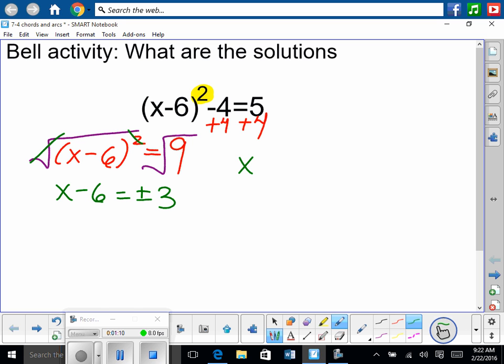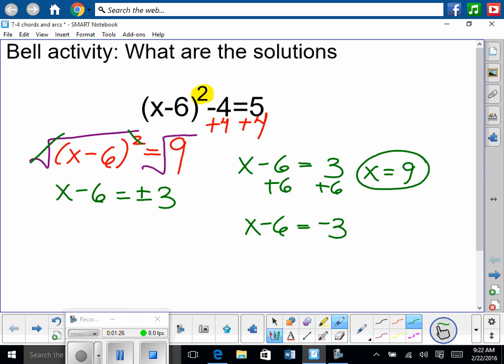So we have x minus 6 is equal to 3. And we have x minus 6 is equal to negative 3. Does everybody understand how I just split it up? So then from there, solve for x. So we would add 6. Our first answer is x equals 9.